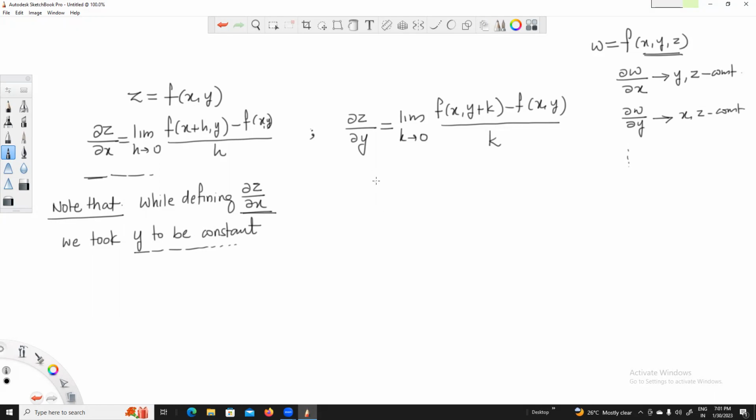And here, while defining del z over del y, we took the other independent variable x to be constant. So if you want to define del z by del y, simply consider x to be constant. If you want to define del z by del x, y to be constant. So I'm going to generalize this and write like this. So let us note this.